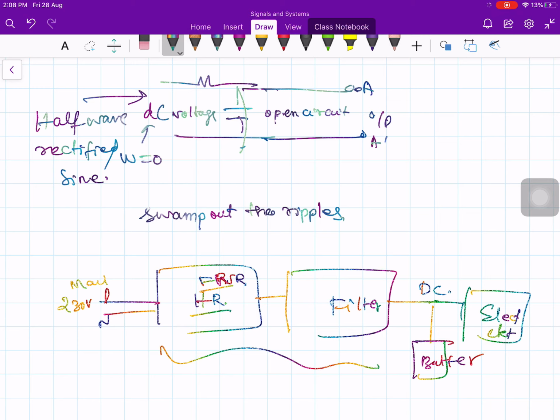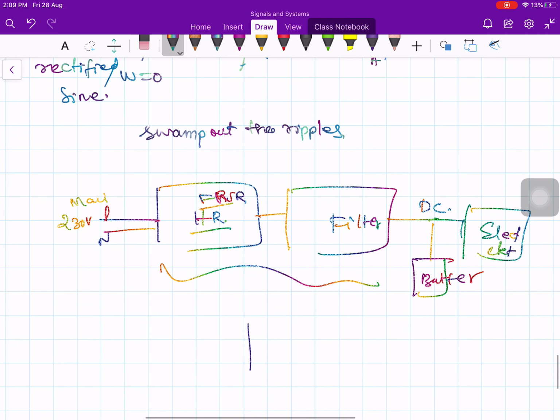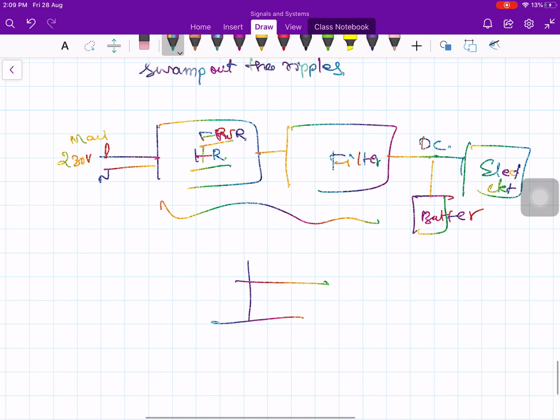Therefore the filter will try to smooth the signal. That means there should not be any ripples, there should not be any variations. DC means it should be a constant. That means wherever there is a variation, that variation should be removed. So that's what happened here.